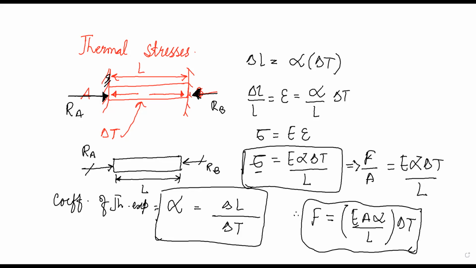That is, E A alpha delta T is the force that is created in the machine element when it is subjected to a temperature difference, a heat change. This idea is very important for understanding a few questions in the book. Let's talk about a few questions in the book and how we can use these concepts in solving them. Let me return back to the books.